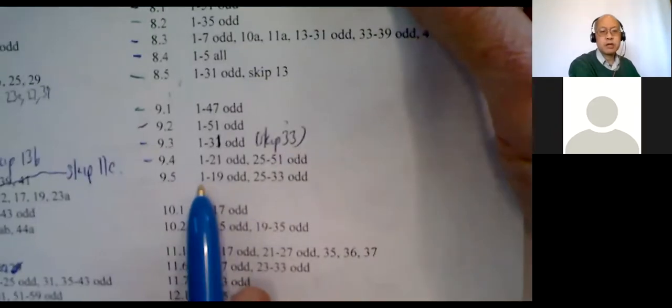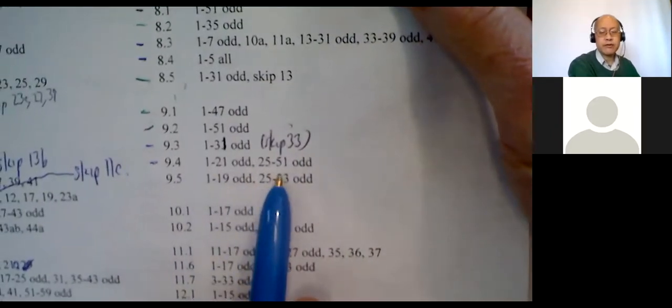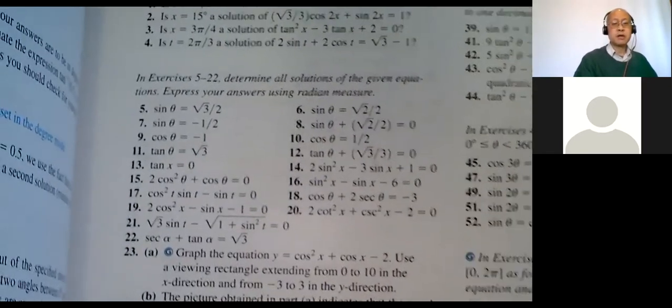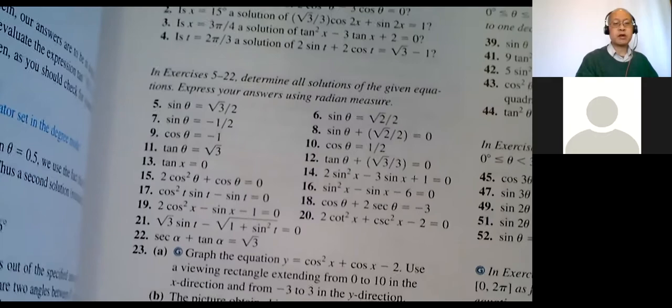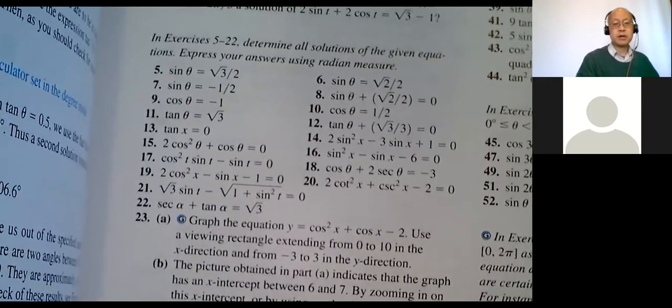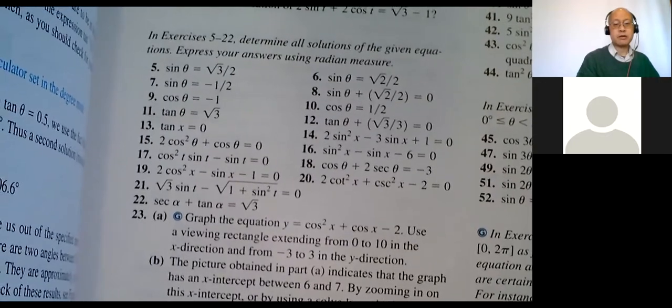Okay, so let's get back to where we were. 9.4, it was 1 to 21 odd and 25 to 51 odd. And I did a few problems yesterday to just make it easier for me for today. Okay, so here we go. All right, so we're solving equations of this type. So last time I did one sine, one cosine, and one tangent, but now they give you some much harder stuff. Okay, for some of them, it looks like you got to do some factoring.